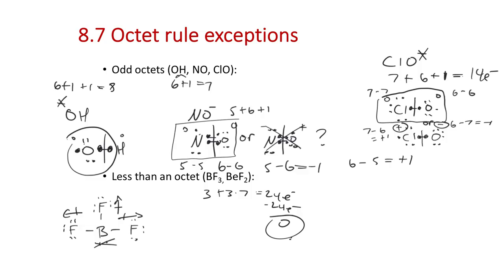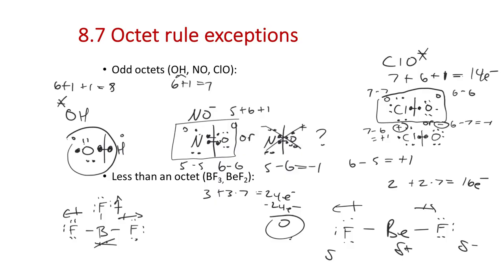BeF2 does exactly the same thing, and it's okay that the central atom in the molecule BF3 is deficient of an octet. BeF2 is very much the same way. Beryllium only has 2 valence electrons plus 2 times 7, so that's just 16 total valence electrons. So we end up with a structure like this. And then again, the fluorines are trying to pull electrons away from beryllium. Beryllium becomes partial positive. The fluorines become partial negative.